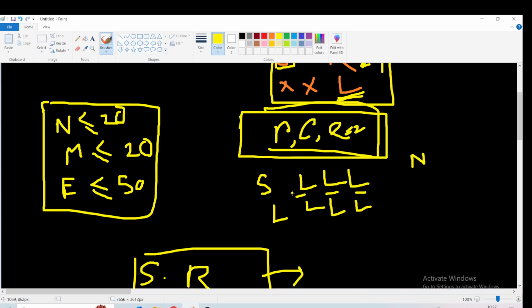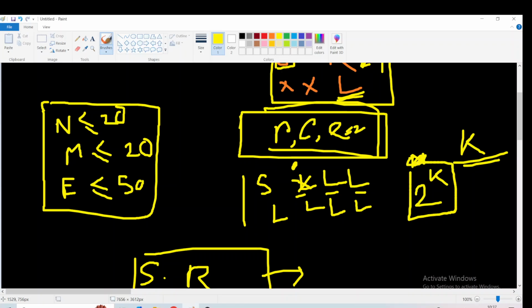Then the total number of possible states in the grid, because we can clean these later, right? Then this will be an empty cell, so this will be a dot. So an L cell can be changed to a dot cell. Let's say there are k litter cells, then the total number of states in this grid will be 2 to the power k.